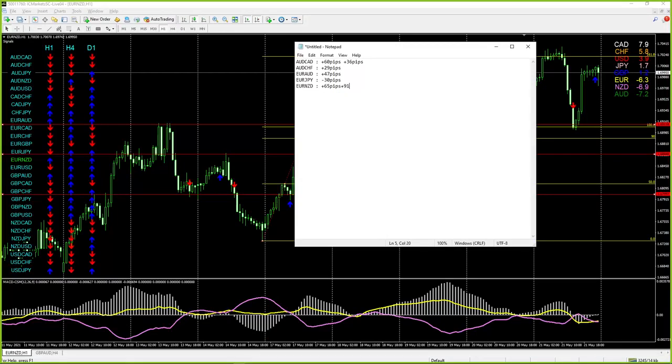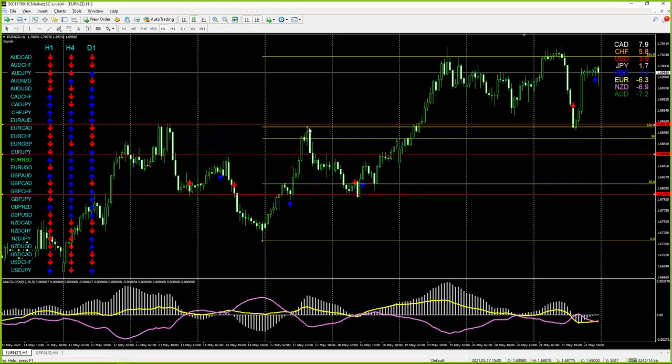Did you guys follow the idea on EUR NZD? If you guys have a question on EUR NZD, you are free to ask. Did you get the idea of the 90 Fibonacci level?